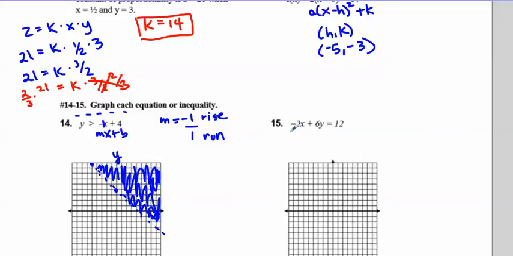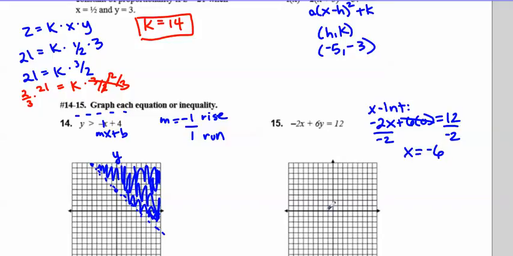In 15, we're graphing a line, and this time it's an equation, so we're not going to shade. And we can graph this using intercepts. So to find your x-intercept, you make the y 0. So you put 0 for y, so you have -2x plus 6 times 0 equals 12. Well, 6 times 0 is 0, so I'm going to get rid of that. And now I'm going to divide both sides by -2. So I get x equals -6. So on the x-axis, I want to mark -6. 1, 2, 3, 4, 5, 6.